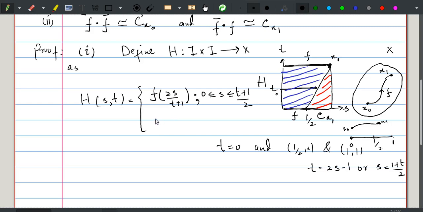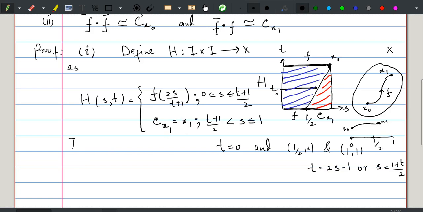So in the remaining interval h stays at x1, which is the same as x1 in the other half. So (t+1)/2 < s ≤ 1. So one can note that h is continuous. Indeed, h is continuous.